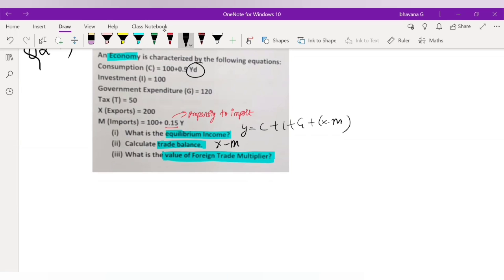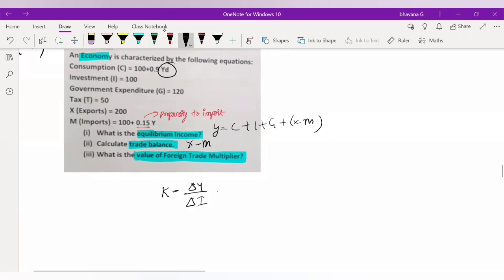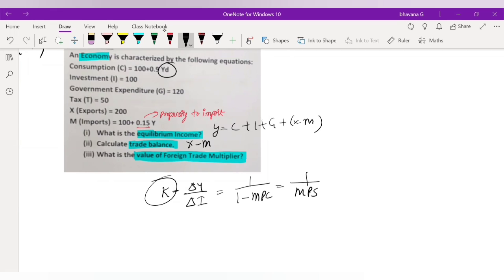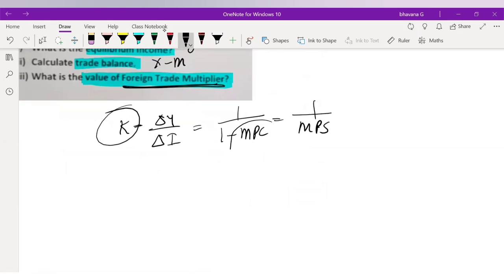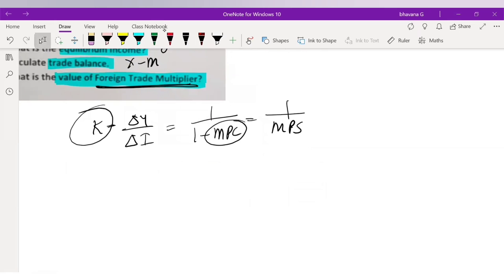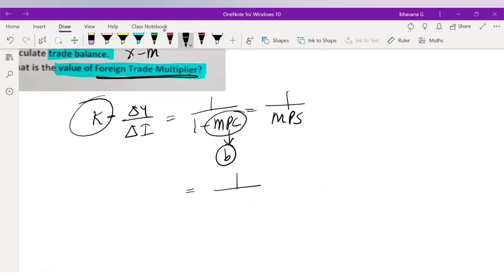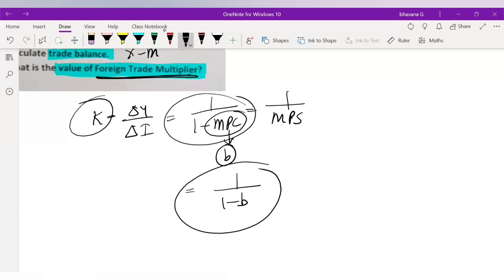Okay. So here what is the formula for investment multiplier? It is del Y, that is change in income by change in investment, by 1 minus MPC, equal to 1 by MPS. So this is your investment multiplier formula. Okay. What is foreign trade multiplier? So what happens in foreign, what you do is exports and imports, right? So what will be the difference here? What is your MPC? MPC is your marginal propensity to consume. This can also be denoted as B. We know, right? This can also be denoted as B. It will be nothing but 1 minus B. This is same only. 1 by 1 minus MPC and 1 by 1 minus B is same.